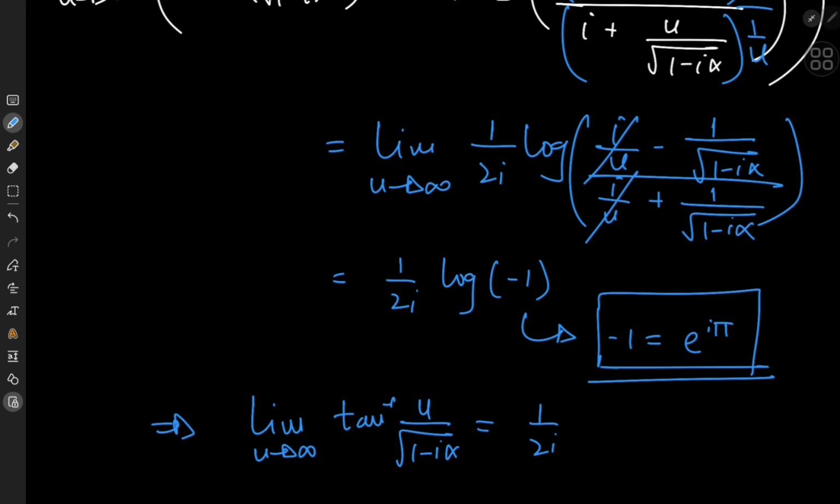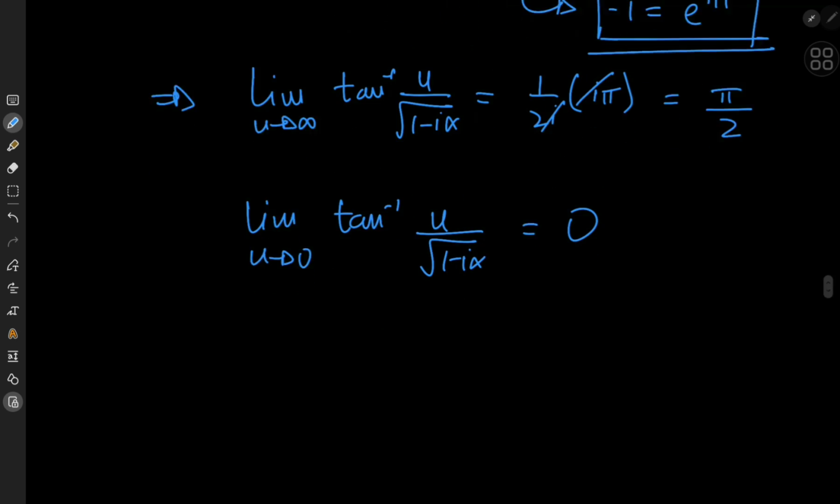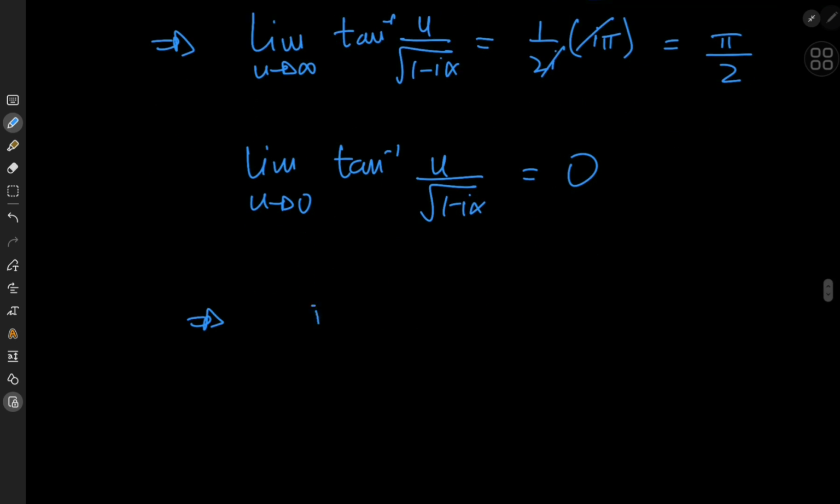The log and the exponential function are inverse functions. They cancel out. We're left with i times pi. Cancellation again. So this sorts out to pi by 2. And the 0 limit is pretty easy to work with. We have limit as u tends to 0 of inverse tangent u divided by root 1 minus alpha. That would be inverse tangent 0, which is, of course, 0. And this implies that the integral I sub 1 equals 1 by root 1 minus i times alpha, upper limit minus lower limit, giving us pi by 2.